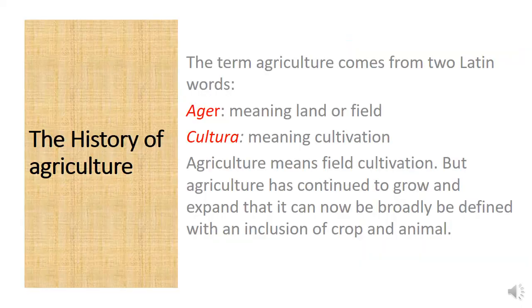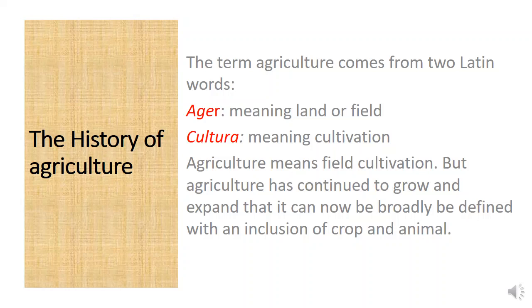From our first objective, we need to understand the history of agriculture. Now, where did the term agriculture come from? Now, the name agriculture comes from two Latin words. Agri, meaning the land or field. Cultura, meaning cultivation. That means that traditionally agriculture is known as a field of cultivation.